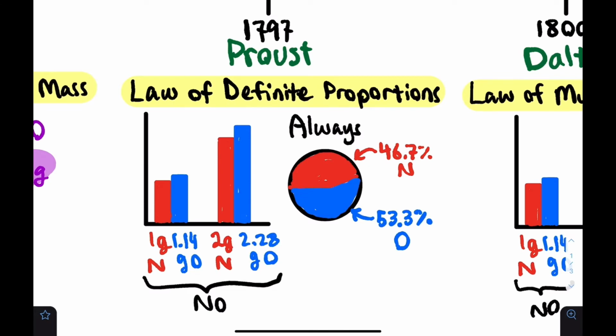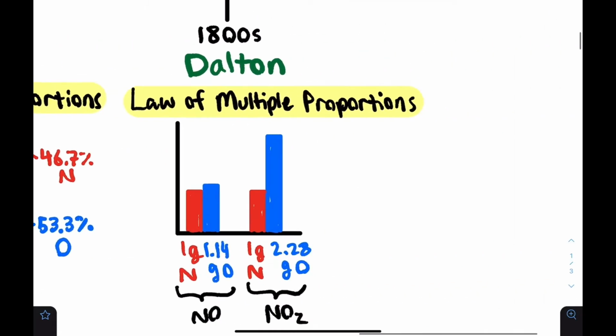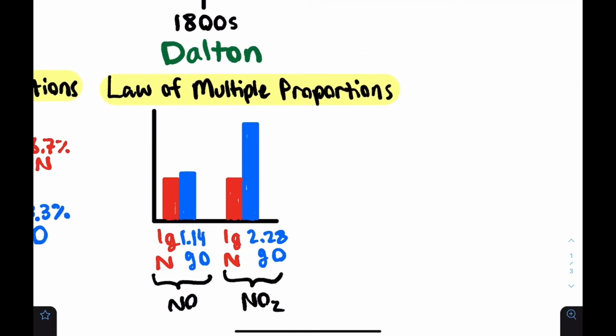Law of definite proportions has to do with only one compound at a time. In the law of definite proportions, we don't compare two compounds. We compare different masses of the same one compound. The law of multiple proportions has to do with comparing multiple compounds.